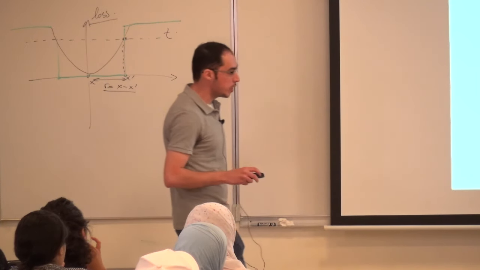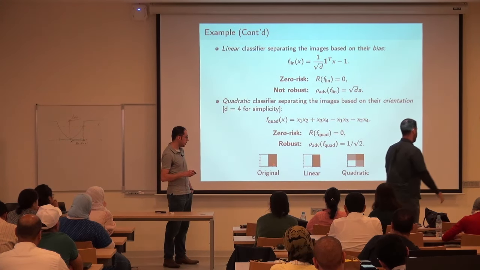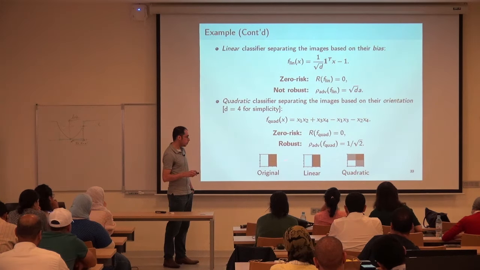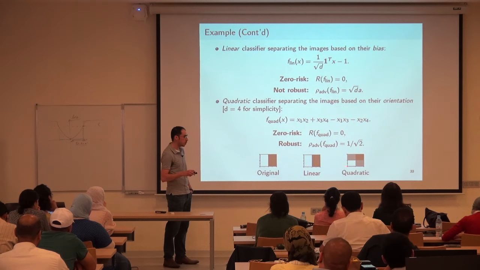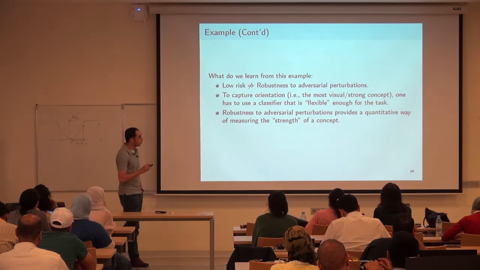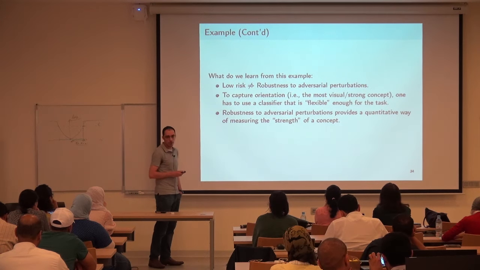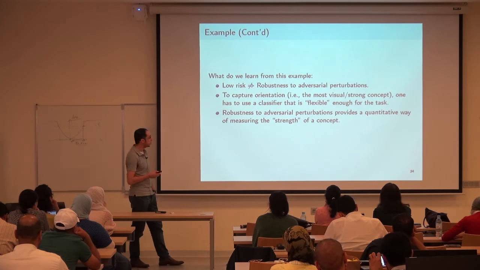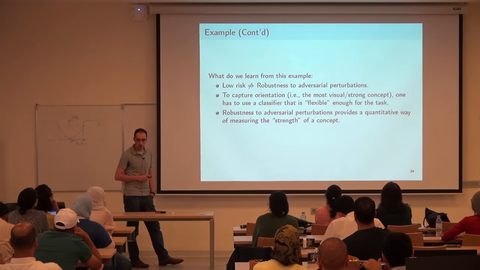Yeah, so you can see this visually also. If you want to perturb your original data point here to misclassify it, you need to add a very small bias on top of it. While if you want to misclassify it with a quadratic one, you really need to change the orientation of the stripe. So obviously the image here is going to be completely different than the original. So what we really learned from this example is that if you have a classifier that works well, it's not necessarily robust to adversarial perturbation. We've seen this linear classifier, it's not robust. And if you really want to capture the orientation, you really have to use a classifier that is flexible enough for the task.